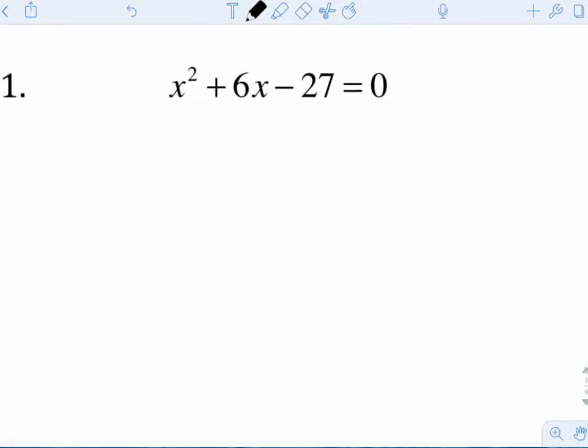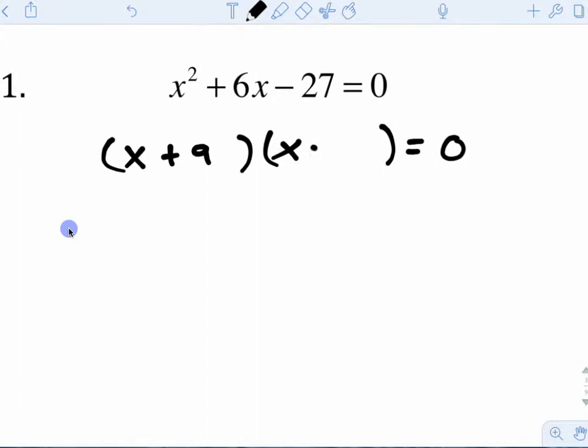So here we go. Let's see, what kind of a polynomial do we have? We've got a quadratic whose leading coefficient is 1. That means I think we can factor this polynomial as x plus some number, x plus another number. These two numbers are going to have to multiply to give negative 27, and they're going to have to add to give 6. So I'm thinking that this is going to factor as x plus 9 times x minus 3. You could multiply those together to confirm.